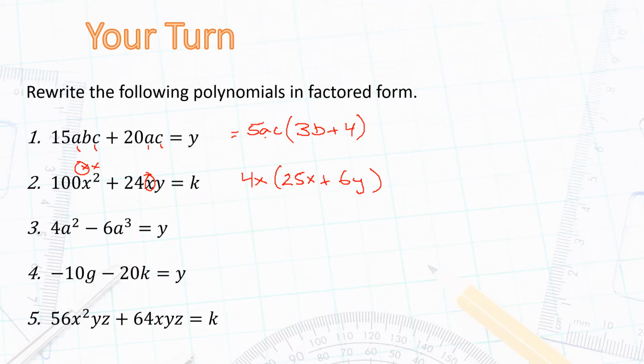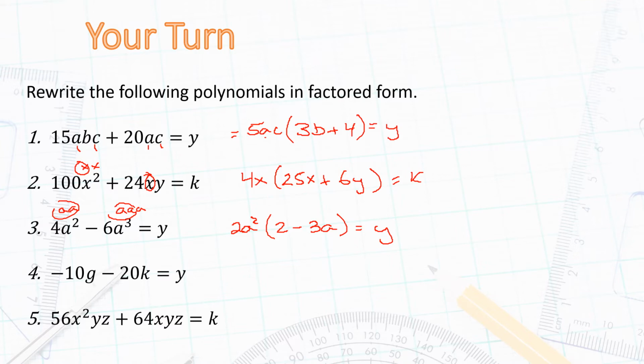For number 3, greatest common factor between 4 and minus 6 is 2. And a squared is a times a, and a cubed is a times a times a. There's 2 a's common in both, so I'm going to make a squared my GCF. And then 2 times 2 is 4. The a squared is already there. And then we got to multiply by another 3a to get negative 6a cubed. And I'm sorry, I should be finishing off these equations.